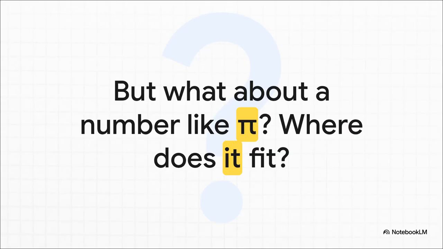So, we've seen how rational numbers and integers all fit into this really neat, orderly system. But that leaves us with one last, really fascinating question. What about a number like pi? You know, 3.14159, and it just goes on forever, never repeating. You can't write it as a simple fraction. It doesn't seem to fit our rules. So, where on earth does it belong? Well, that is a story for another explainer.